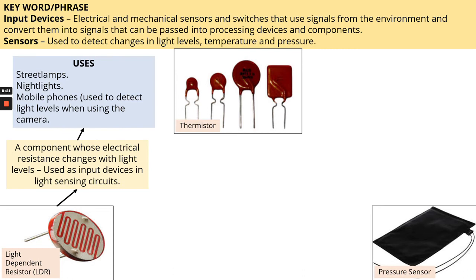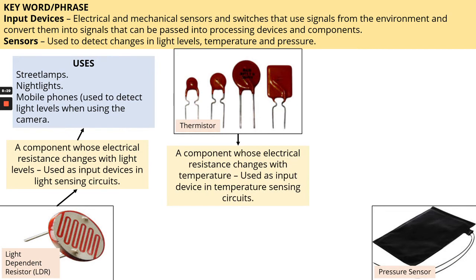Okay, our second one is a thermistor. So clues in the name: thermo. So it's all about temperature. This is a component whose electrical resistance changes with temperature. This is used as a device in temperature sensing circuits. So very similar to the LDR, but with temperature.